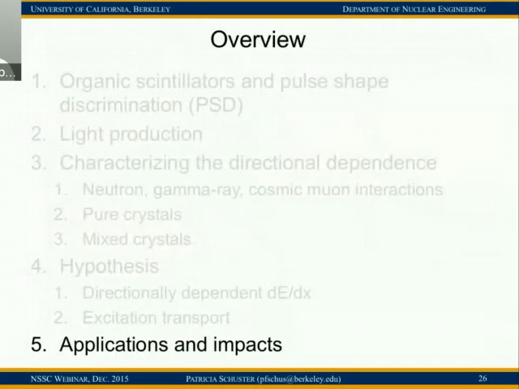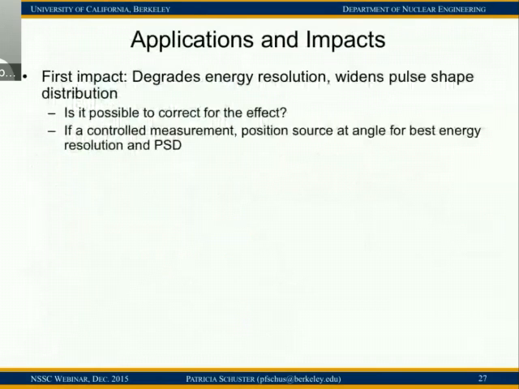All right. Lastly, to discuss applications and impacts. So if you already have a system that uses liquid scintillator and you want to now use these stilbene crystals, how does this impact your system? Well, the first thing is that compared to a measurement at a fixed direction, if you have neutrons going at a lot of different directions, this effect will degrade your energy resolution and it widens your pulse shape distribution. So one question is, is it possible to correct for the effect and get improved performance? Or if you're making a controlled measurement, can you just position the source at the angle that's best for energy resolution and PSD? That's an option too.